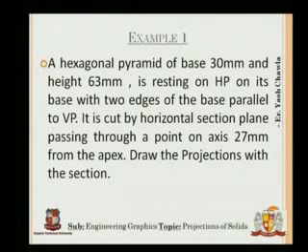It is cut by a horizontal section plane passing through a point on the axis 27 mm from the apex. From the apex, it means that if we start from the top and move downwards, then we have to move 27 mm downwards. Say if this is the cone, this is one of the edges of the cone, and this is the axis. From this point we have to move 27 mm downwards to this point, and then the plane will cut the cone at this section.